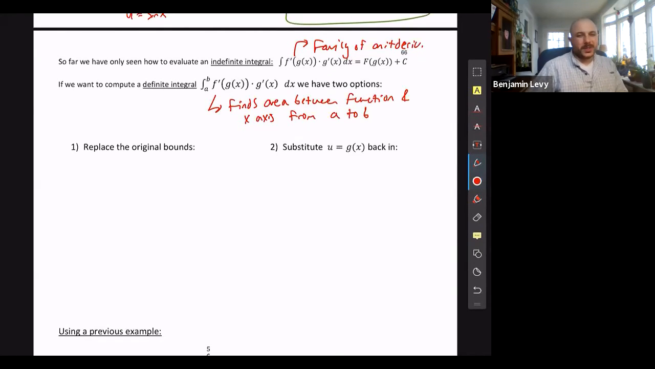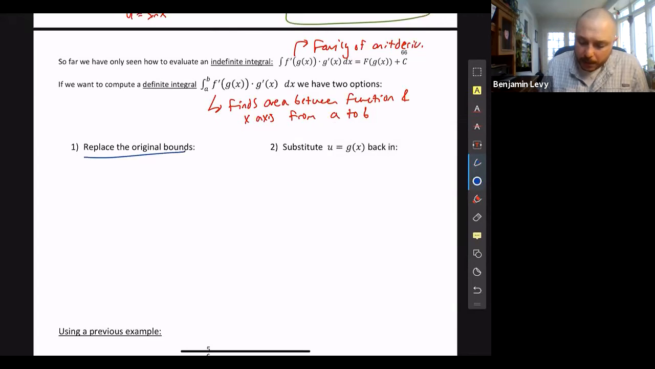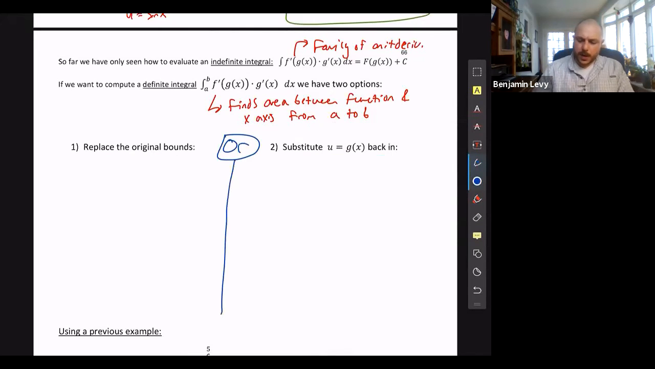Okay, so I'm just rewriting down what I just said in words. All right, let's get to the actual method. So you have two options. You can either replace the bounds, or we can do a substitution and work on it that way. I think that maybe the easiest thing to do would be the substitution first. So let me work on the one on the right here for a second.